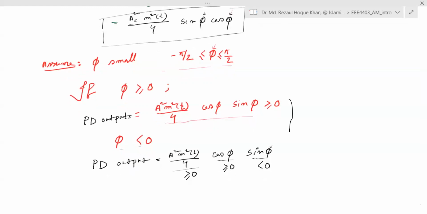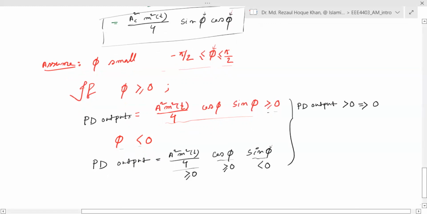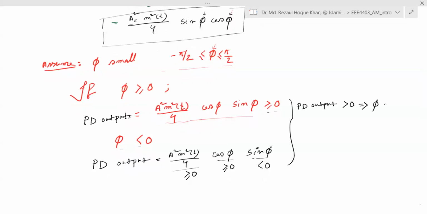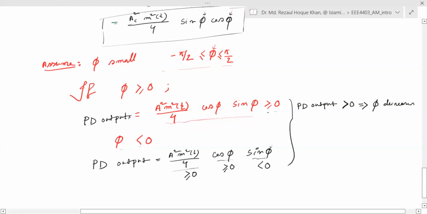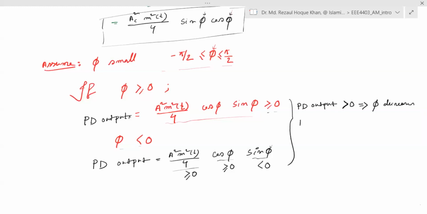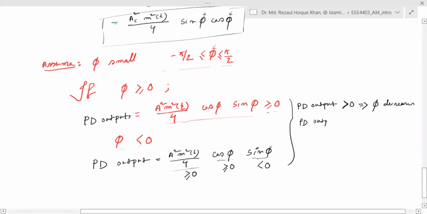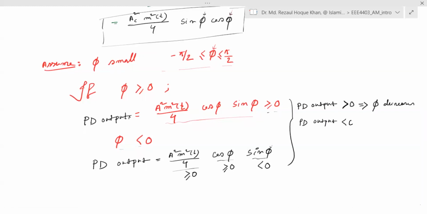Okay, so we can summarize it here: if the phase discriminator output is greater than 0, which is this case, then phi decreases. If the phase discriminator output is less than 0, which is this case, then phi increases.